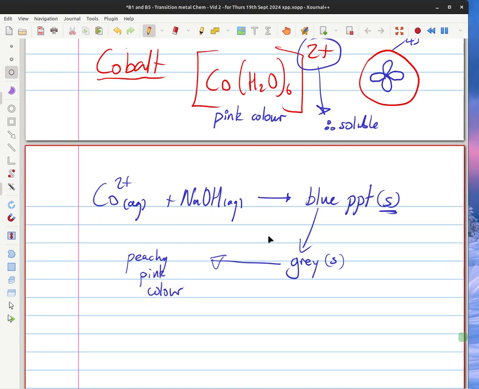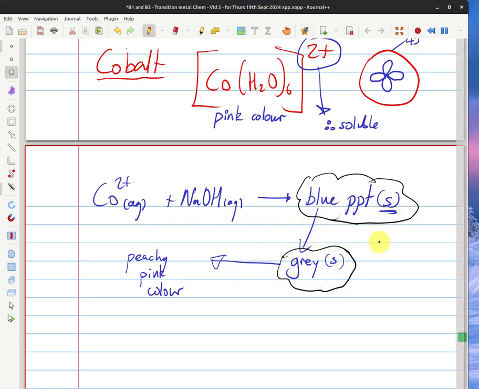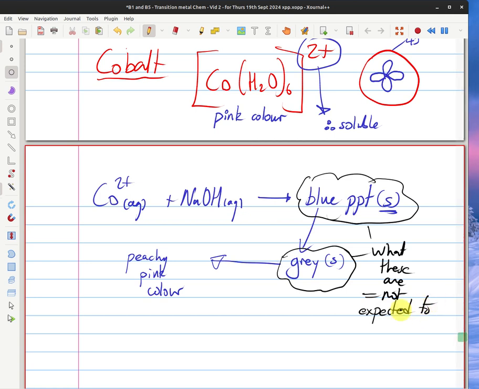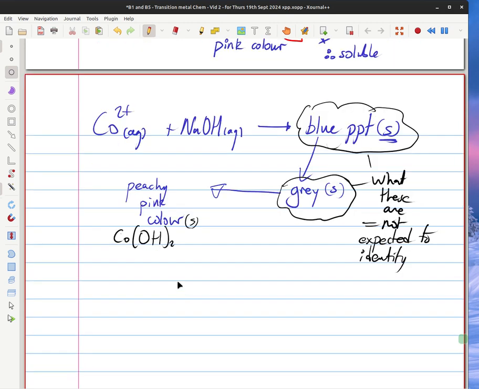So it is quite complex, and I don't think you're expected to know what these species are. There are multiple things which are happening here. So this is the observation, but you wouldn't be able to explain what these are. So you must say that you see these things forming, especially the initial blue precipitate. It's very obvious. What these are, you're not expected to identify. But the final product, the peachy pink color solid precipitate, is cobalt hydroxide. If you have pure cobalt hydroxide, it will look peachy pink, and if it's very intense, it'll look maybe slightly orangey.